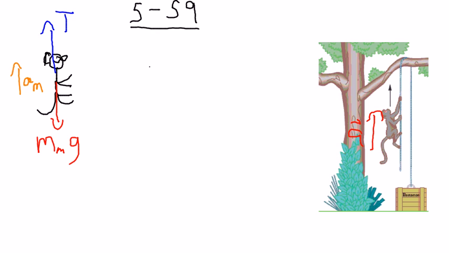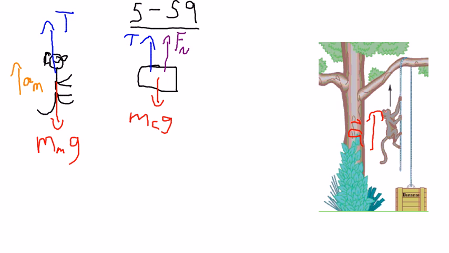So then we also have the crate. So the crate, what forces will it have acting on it? Well, it's going to have that same tension force acting up. It will also have a normal force acting up. And then it will have its weight force in the downward direction. And it too could have an acceleration in the upward direction, but I'm going to use a subscript C so that I'm clear that it's a different acceleration from the monkey.